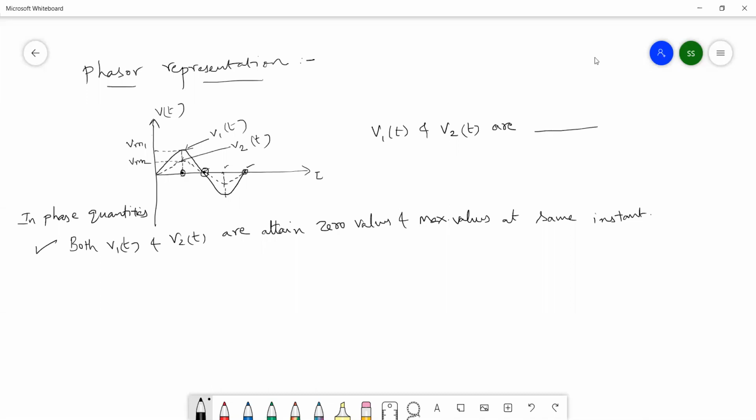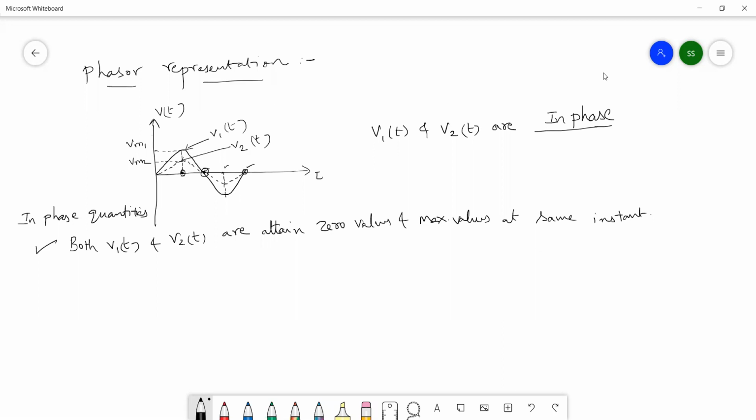Very important for competitive examinations. V1 of t and V2 of t, how are they interrelated, in phase or out of phase? In phase. If you understand in phase, the opposite one is simply out of phase. I will explain out of phase also.